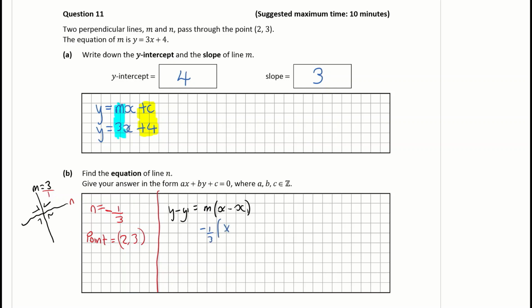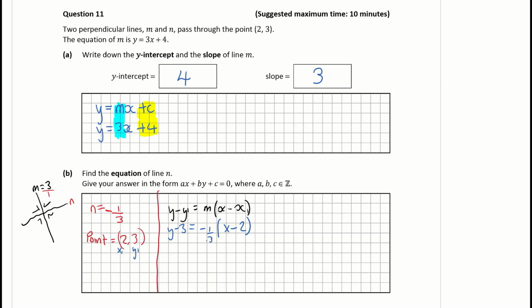And then filling in my x1, it's going to be 2, it's coming from my point (2, 3), x1, y1, so that's 2. And filling in my y1, it's going to be positive 3. So y minus 3 is equal to minus a third times x minus 2. I just need to multiply in that third. You can get your common denominator as 3, multiply across by 3.